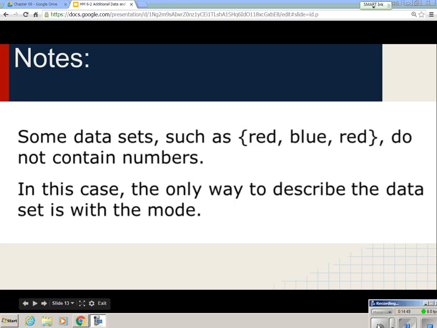Last note I want to put down here: sometimes you'll look at data that doesn't have numbers. It's going to have colors or things like that, like red, blue, red. In that case, the only way you're going to be able to describe the data set is by using the mode. I say that because it's probably going to show up on quizzes and tests, so write that down if you need to.